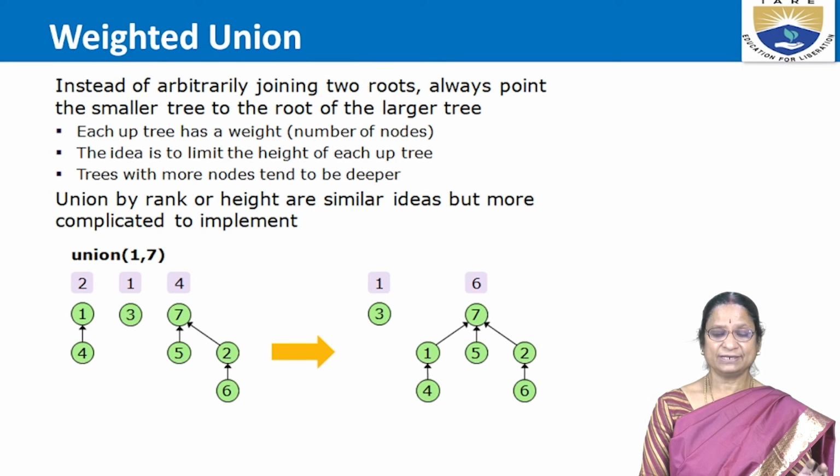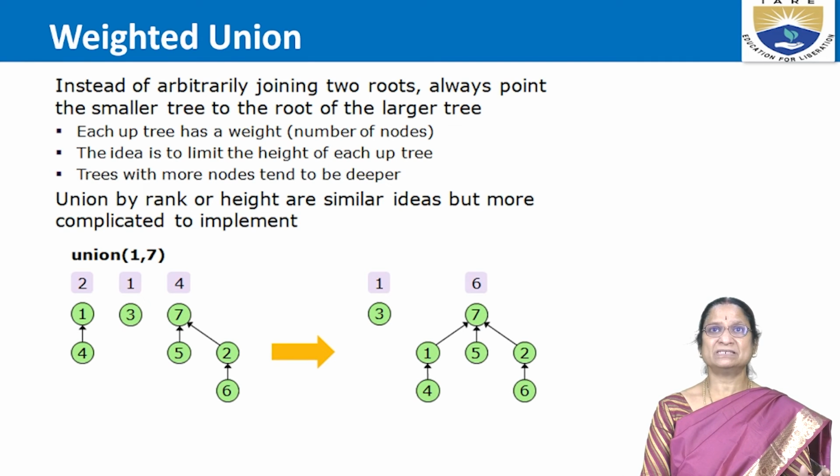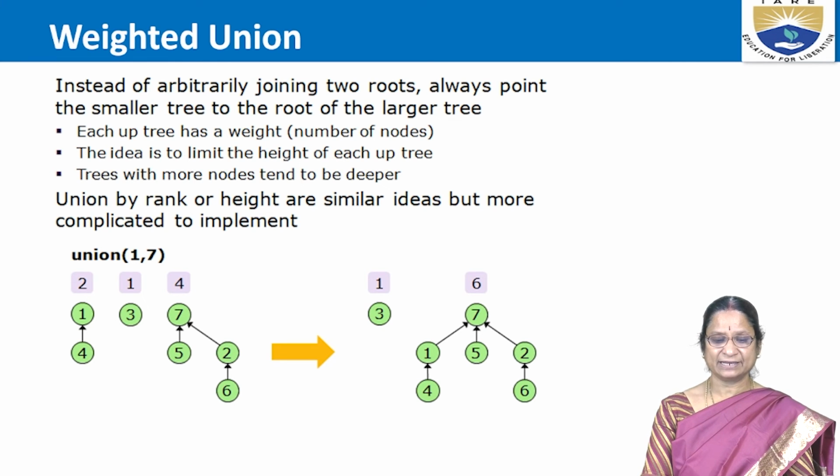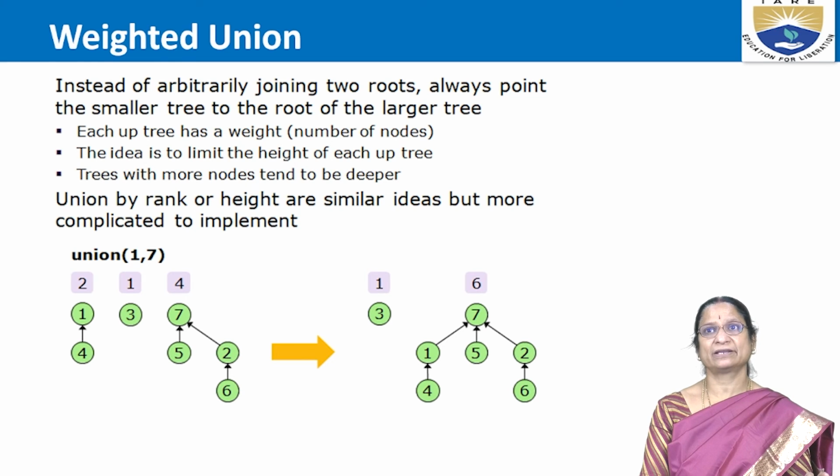So, weighted union. What is weighted union? Instead of arbitrarily joining two roots, always point the smaller tree to the root of the larger tree. As we discussed earlier, smaller tree may mean number of nodes, or it may be height of the tree. So, each uptree has a weight, the number of nodes. The idea is to limit the height of the uptree. Trees with more nodes tend to be deeper. That's why we can use union by rank or height or similar ideas, but they are more complicated to implement actually.